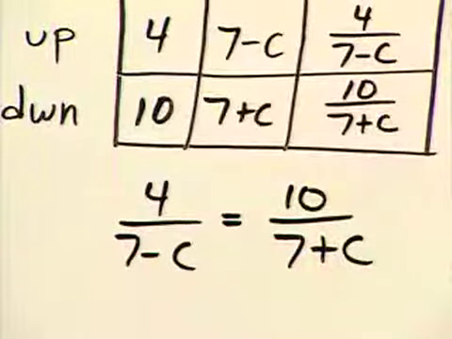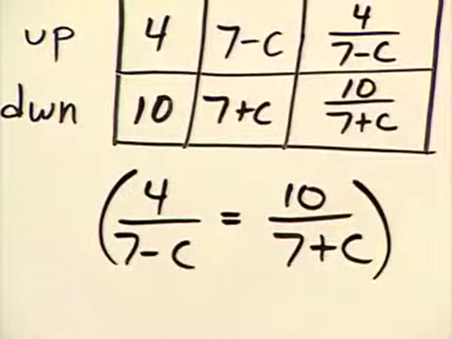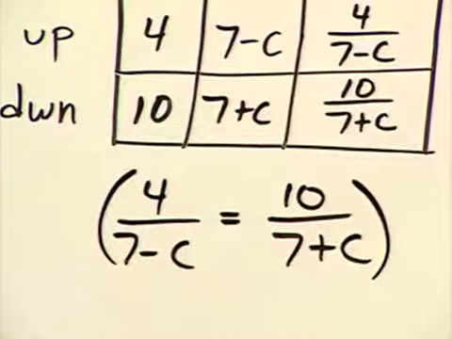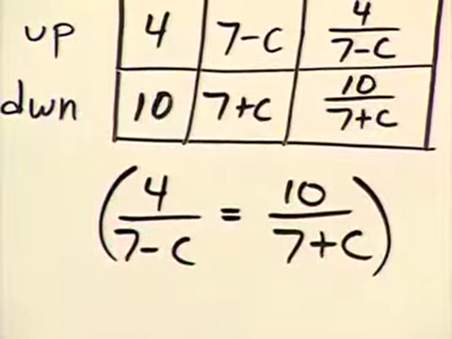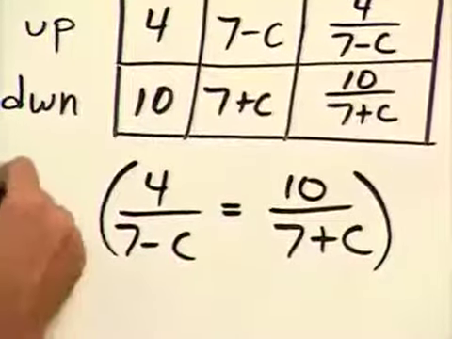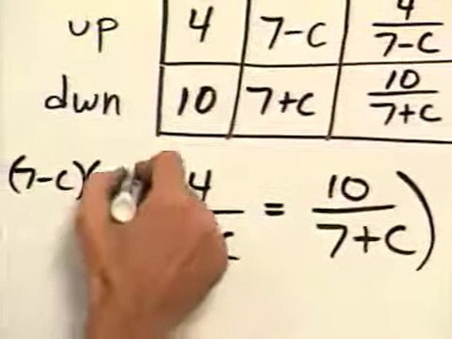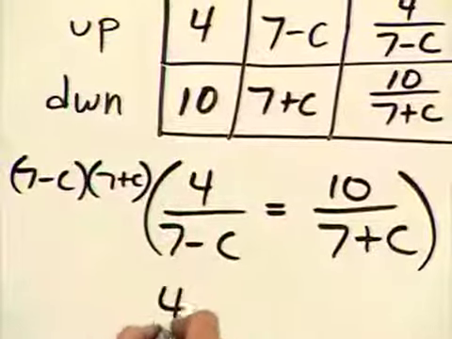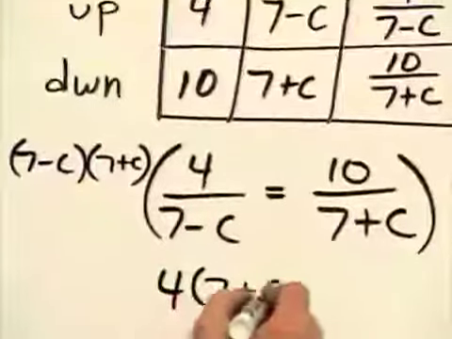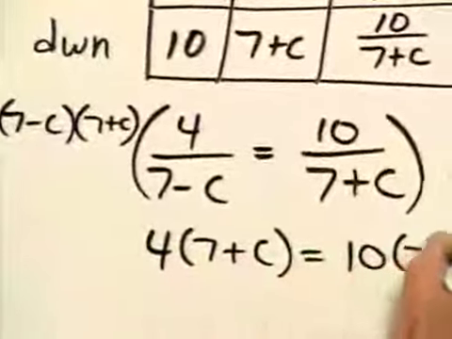Now we have a rational equation, so we'll multiply both sides by the least common denominator, or we could actually cross multiply here, but we'll just multiply by the least common denominator, which will be 7 minus c times 7 plus c. And when I multiply it to the first fraction, I will have 4 times 7 plus c is equal to 10 times 7 minus c.